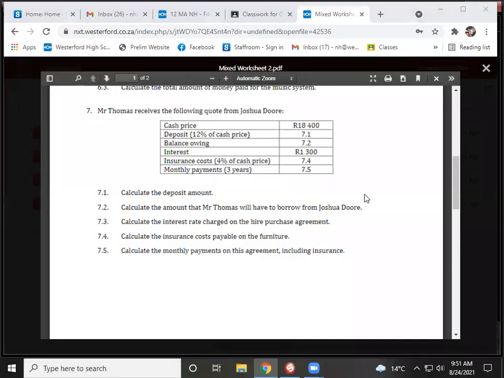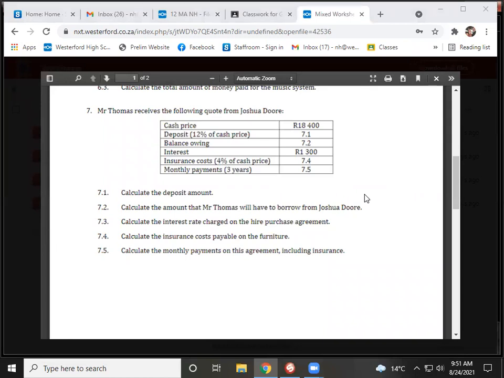All right, so this is how the question was given. They gave you a table saying Mr. Thomas receives the following quote from Joshua Dawes. Is Joshua Dawes still a business that is still operating? Do you guys know about that business? It had an advert with an old man sitting on a couch, and it was a big thing at one point. If you have some time, you can check on YouTube for the Joshua Dawes advert. It was quite cute.